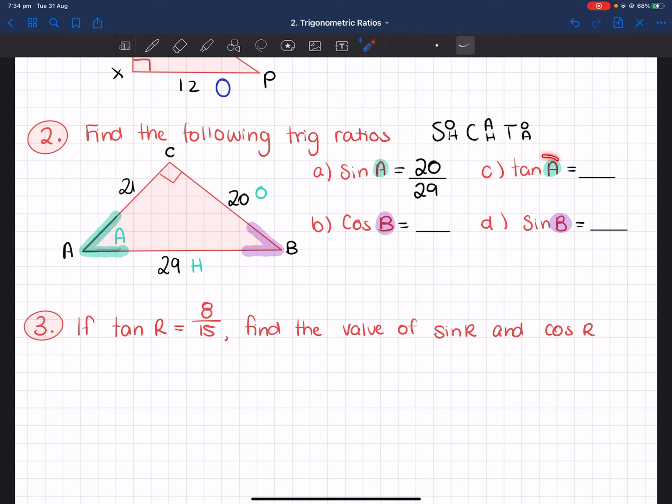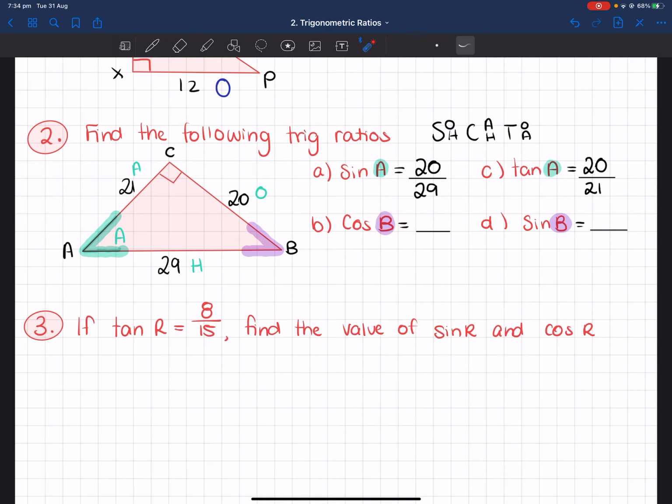Again, for tan, this time it's still tan of A, so we want our opposite over adjacent. So obviously, because we're talking about this angle, our opposite side stays the same, and this one has to be our adjacent side. I don't want to write A because it might confuse you, but that's going to be our adjacent side, right? So then we've got opposite, which is 20, over the adjacent, which is 21.